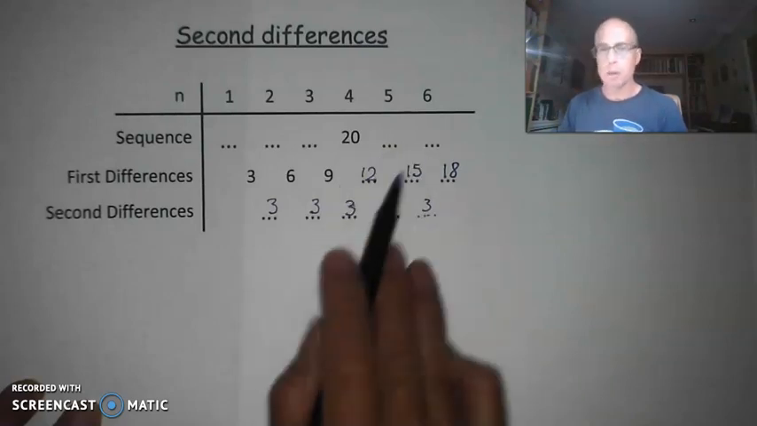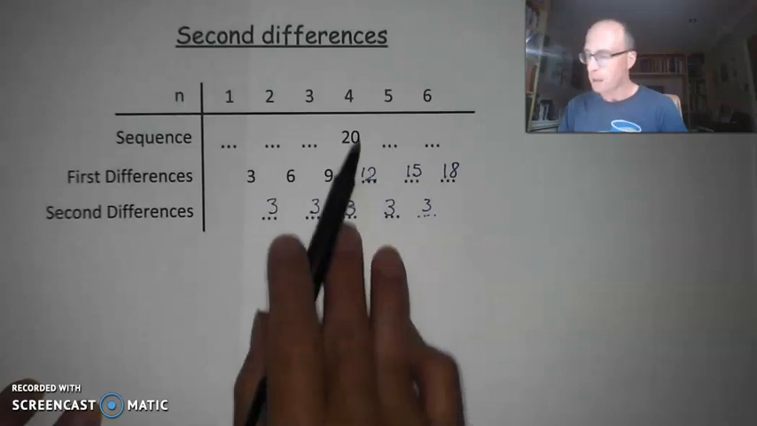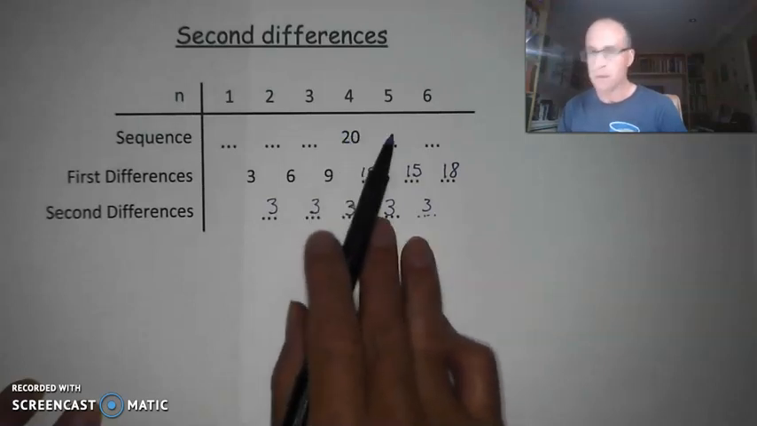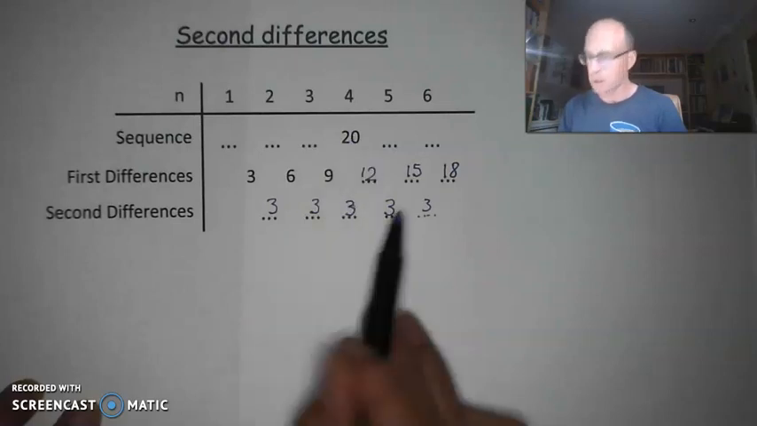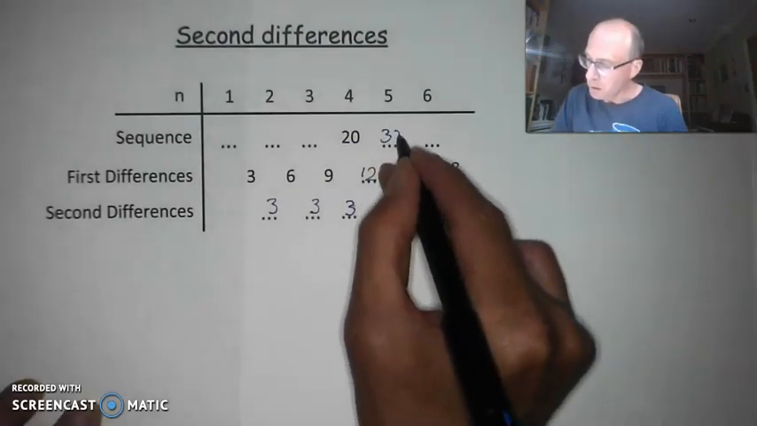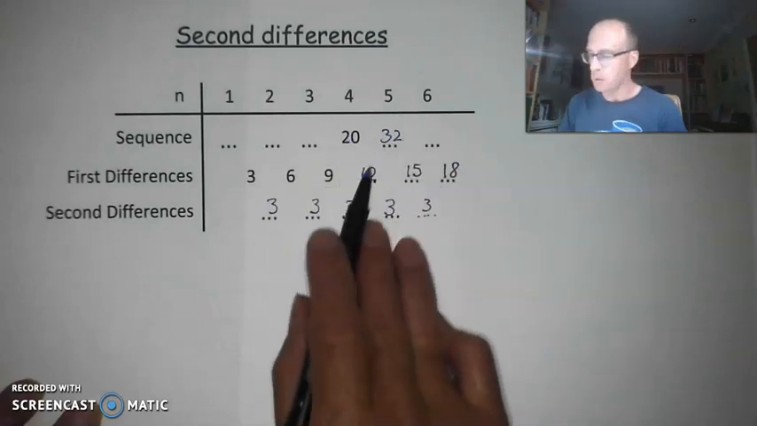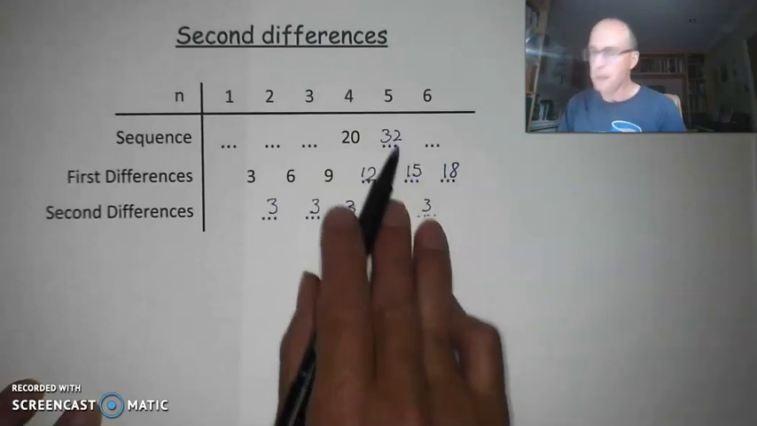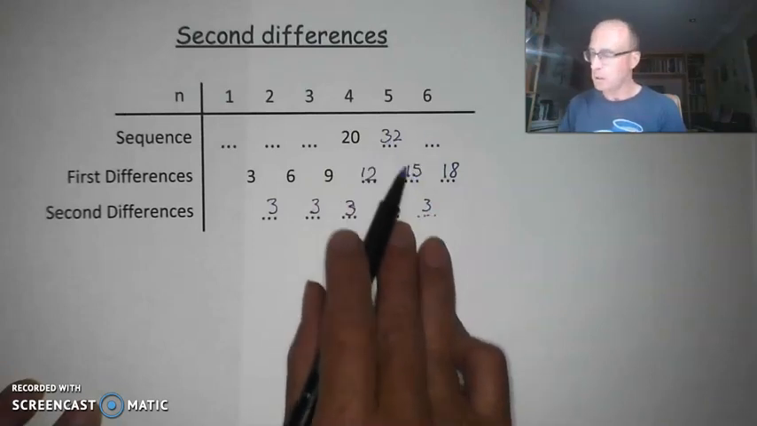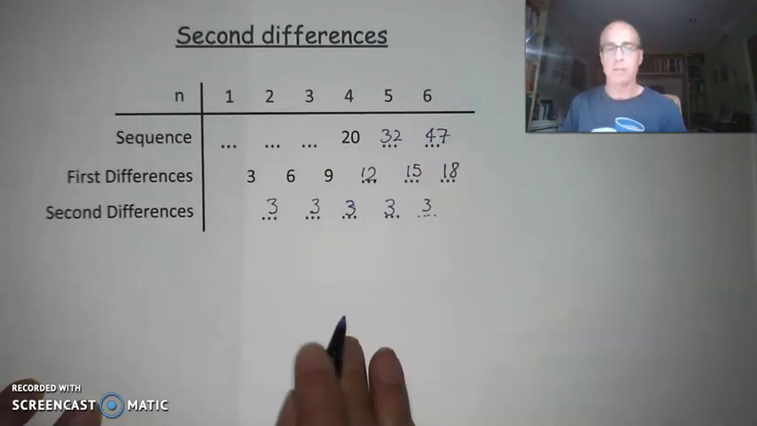Similarly with the numbers on the right, this number here has got to be 12 bigger than 20, because the difference between 20 and this number is 12. So if I add 12 onto my 20, I'm going to get 32. So the difference between 20 and 32 gives me my 12. 20 plus 12, 32. Similarly, this number here has got to be 15 bigger than 32. So 32 plus 15 is 47.